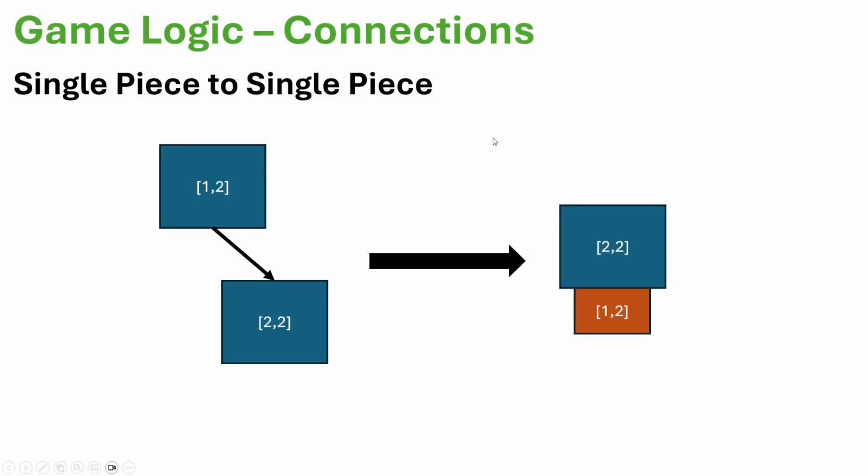For example, one scenario here would be the single piece scenario. If 1,2 got connected to 2,2, 1,2 becomes a child of 2,2. And we're all done there. So now 2,2 and 1,2 are now part of a multi-piece.